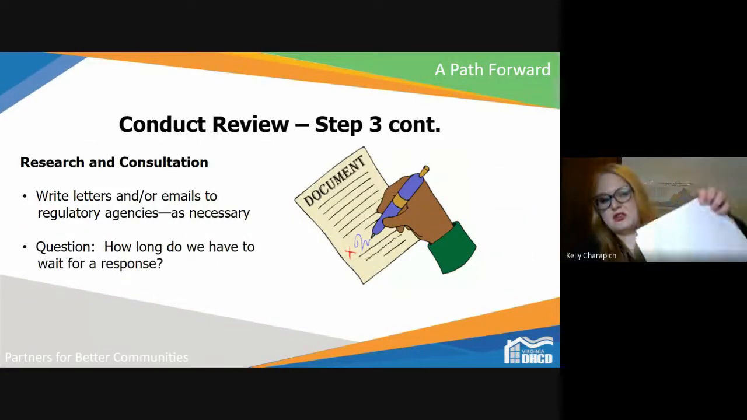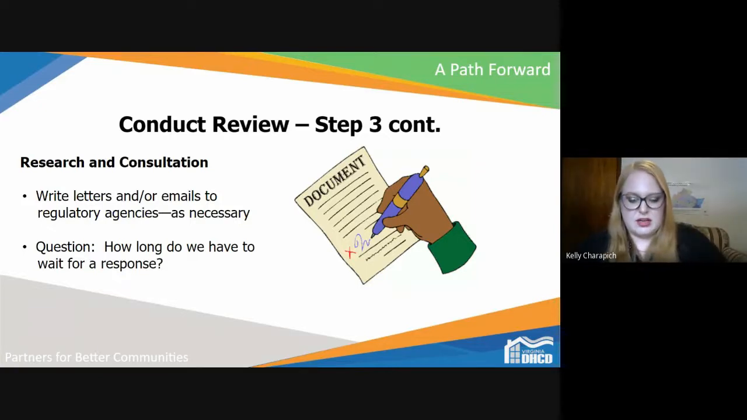So after you've done your statutory checklist, you'll start doing your research and consultation, which is when you will write your letters and emails to regulatory agencies as necessary. For example, if you had a project near a stream, and let's say it is a stream where salamanders live, and they're endangered salamanders, you would consult the Department of Game and Inland Fisheries or U.S. Fish and Wildlife Service as necessary. Your documentation has to be in your environmental review record, and it has to be on the governmental letterhead, so the county or the town letterhead. The PDC or the regional commission can prepare the letter, but it does need to be on governmental letterhead.